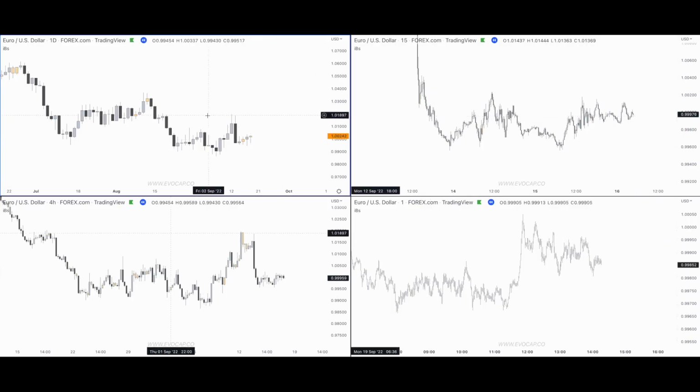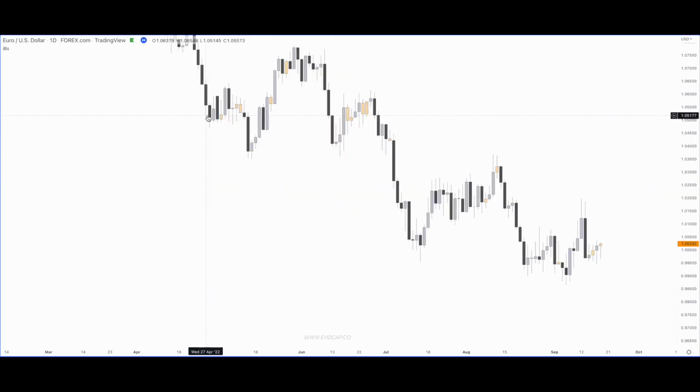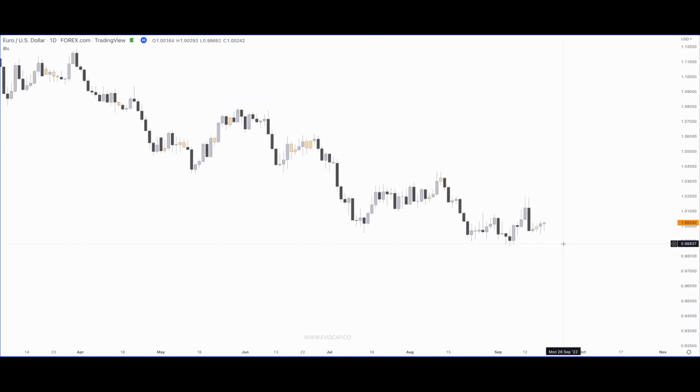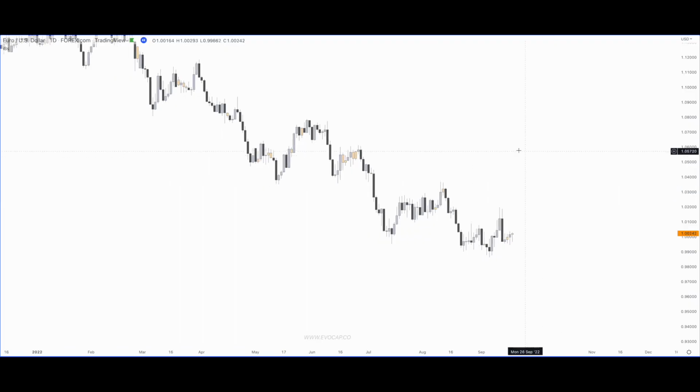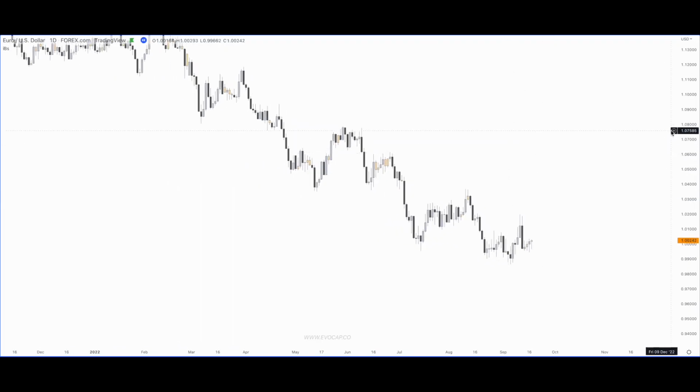So let's get into it, and we'll start with the daily time frame. So the first thing that we want to ask ourselves is, are we bullish or bearish? And I think we can all agree just by looking at this chart, you know, it's clearly bearish, right?